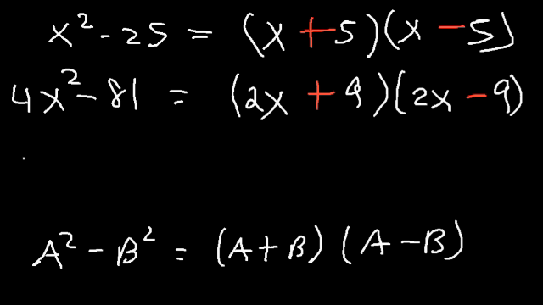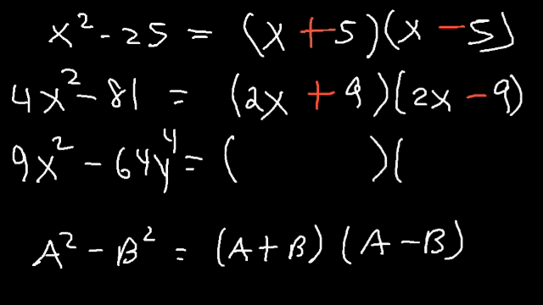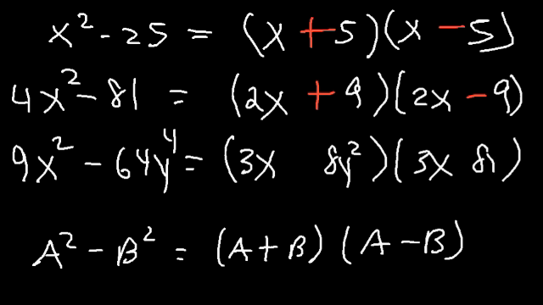Now, let's say you want to factor 9x squared minus 64y to the 4th. So what's the square root of 9x squared? That's going to be 3x. And the square root of 64, we know it's 8. And the square root of y to the 4th, what you basically do is take the exponent divided by 2. So it's going to be y squared. So it's going to be 8y squared. And on one side it's going to be positive and the other side is negative. So that's how you can factor using the difference of perfect squares method.